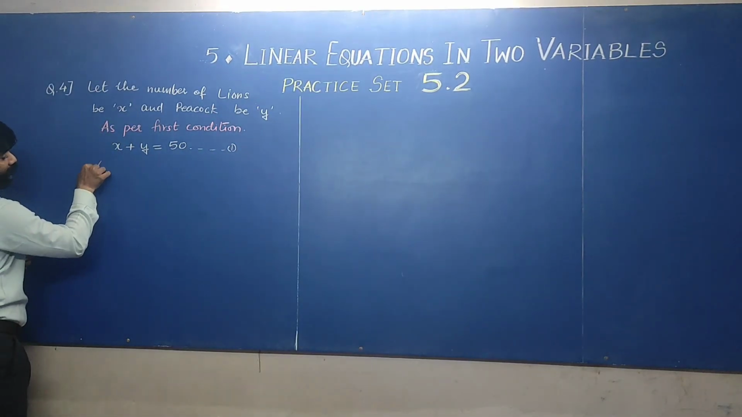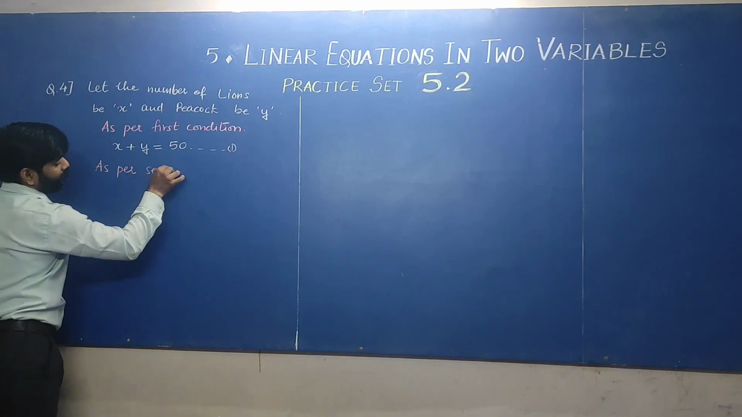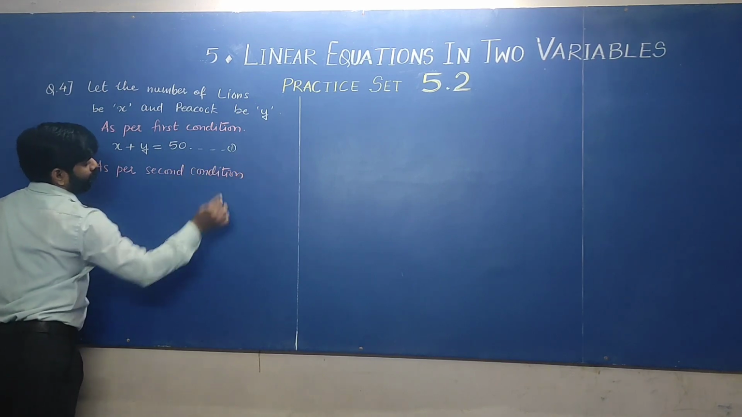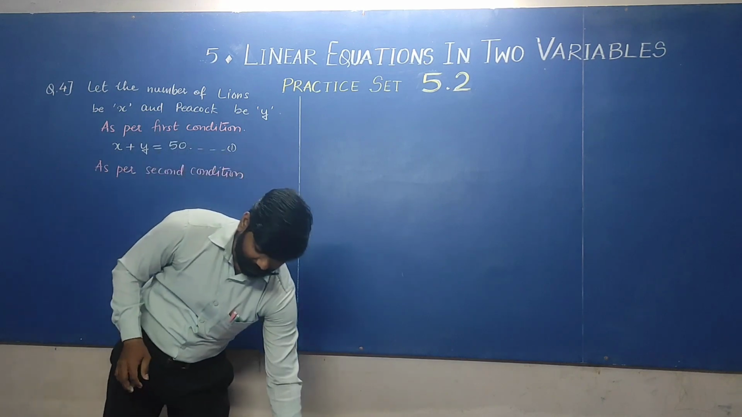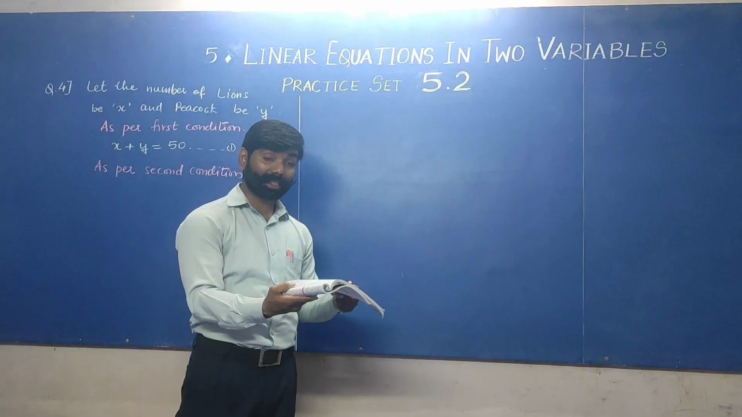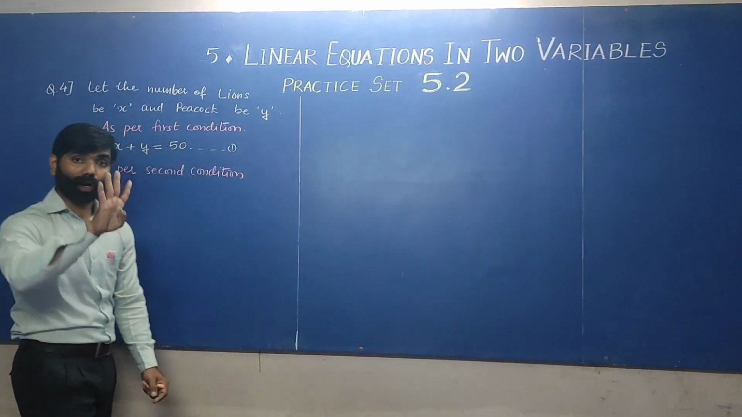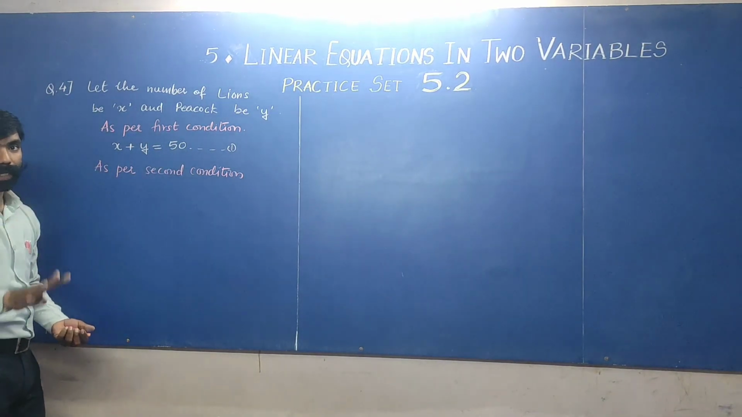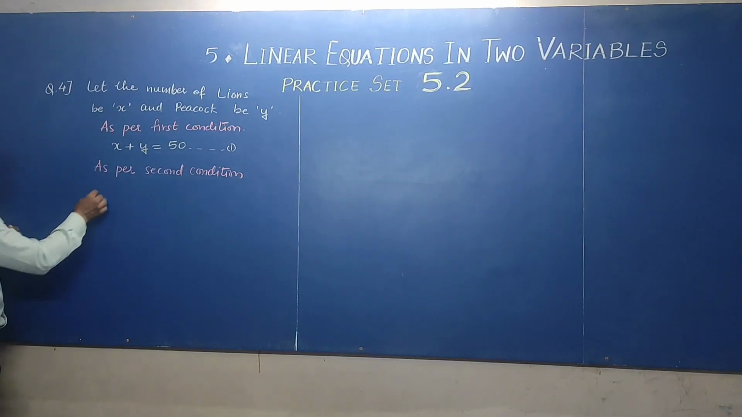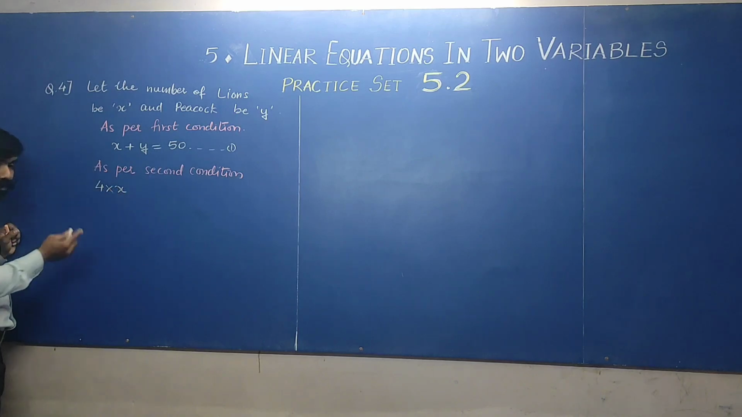Now as per second condition. Now students see, what is the condition saying? Condition is saying the total number of their legs is 140. Total number of legs. So lion has 4 legs, correct? Lion has 4 legs. And how many peacock has? Peacock has 2 legs. So 4 multiplied by x, number of lions.